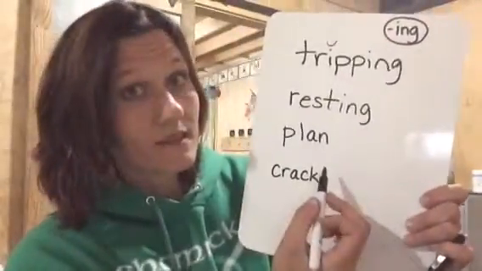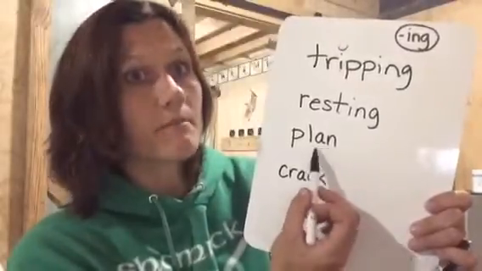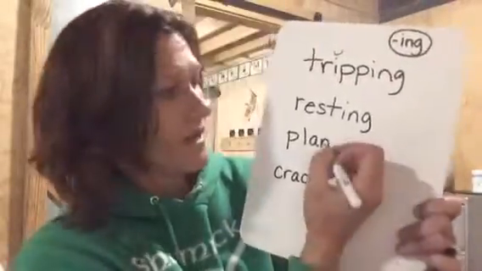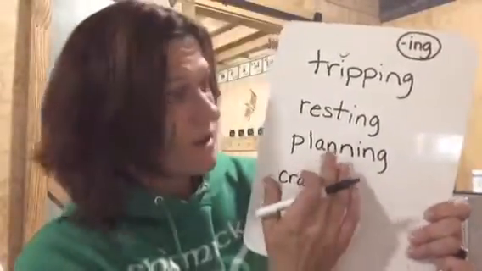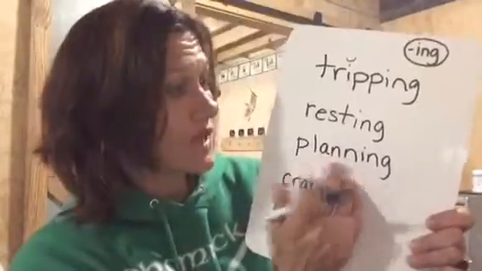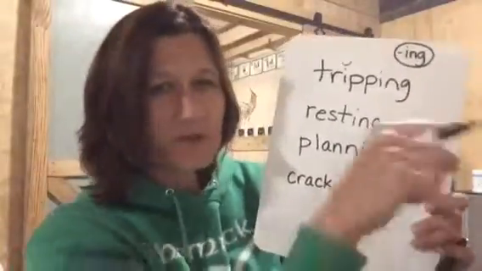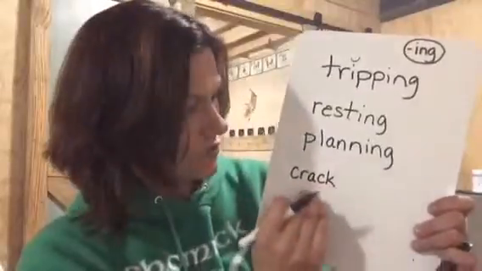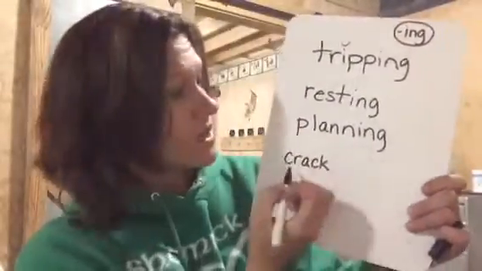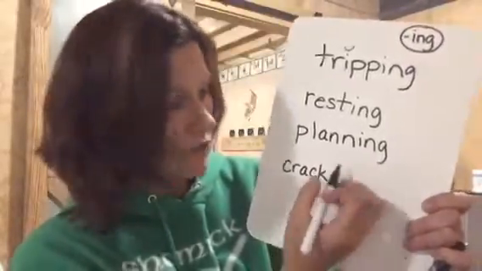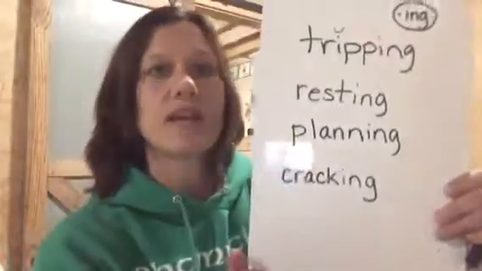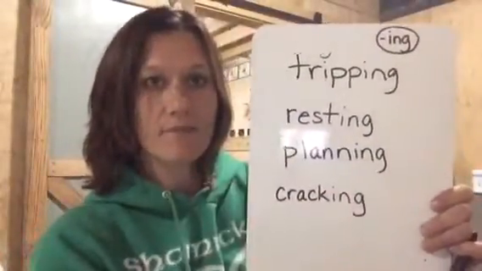But look at plan. Plan has this happening. We've got the consonant, but there's a vowel before it, okay? So we have to add an extra N and ing. If we didn't do that, because this is a short vowel, it would be planing, which is something you do to wood to make it smaller, shorter. So, okay, crack. You don't need to double the K because there's a consonant before it. It doesn't have a vowel before it. So it's just ing, cracking. Awesome? All right.